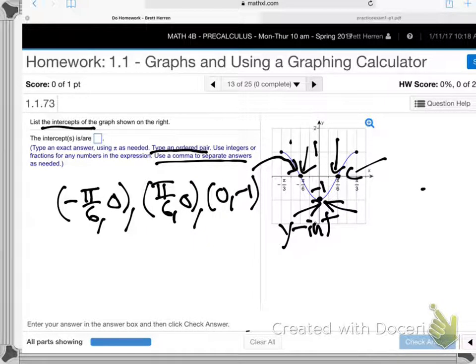So that's what they want you to type in, just like that, with the parentheses and the commas separating. Any order, you could mix those all around. It doesn't really matter. Let me show you.